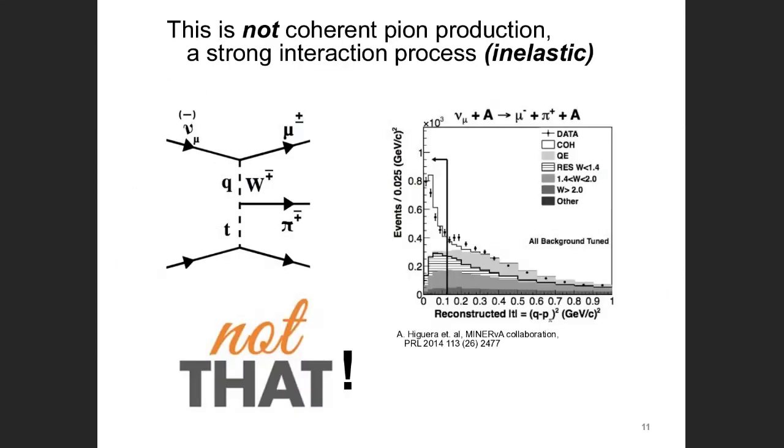Now, before I go on, I'm going to make a little comment here. I'm not talking about this process. You probably heard in some previous talks about this kind of process. This is also a coherent process. This is coherent pion production. This is an inelastic process, where you have a creation of a pion in conjunction with the interaction, but it is not elastic. And so this is not what I'm talking about. This is a much higher energy process.